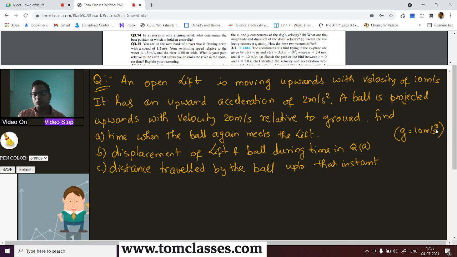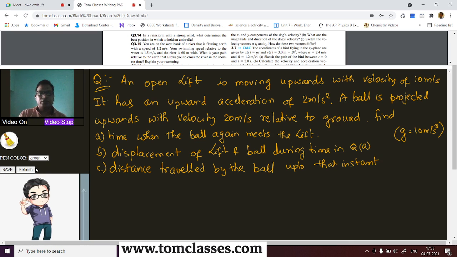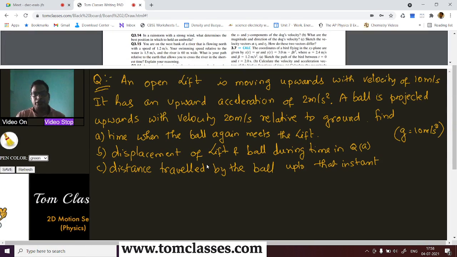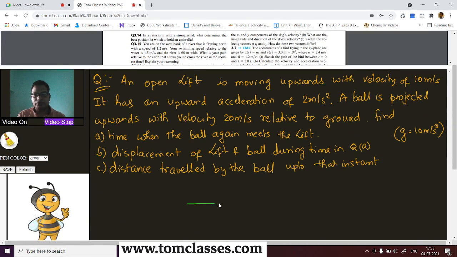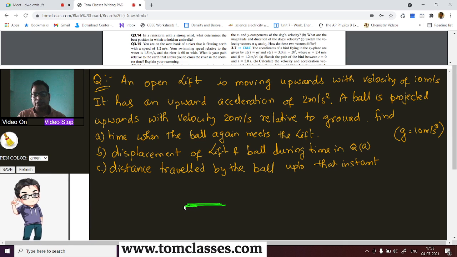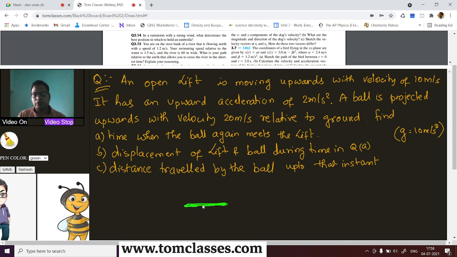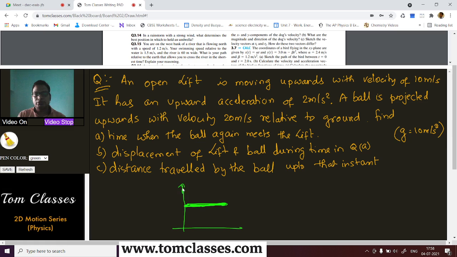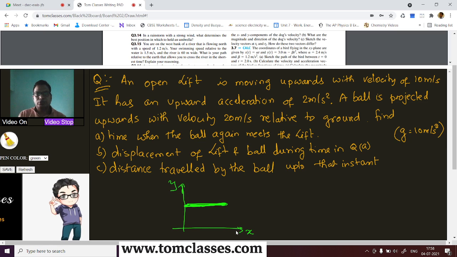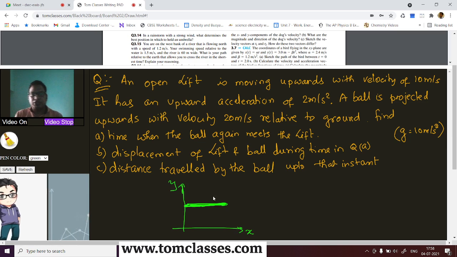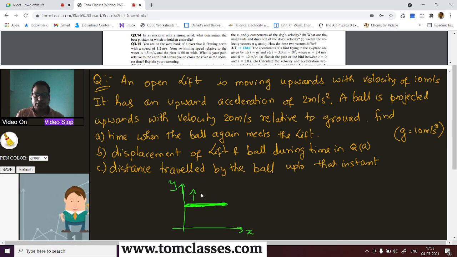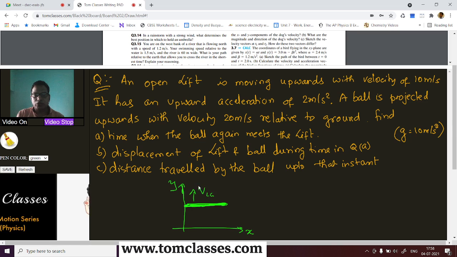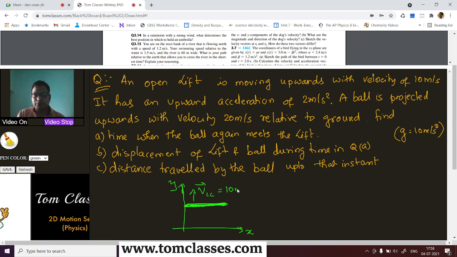Okay, let's try to do this particular question. Now let's see, an open lift is moving upwards. So there is an open lift. Let's say that this is the lift, this is the open lift and it is moving upwards. This is y and this is x. What is the velocity here? This velocity is 10 meters, the velocity of lift with respect to ground. So it is 10 meter per second.